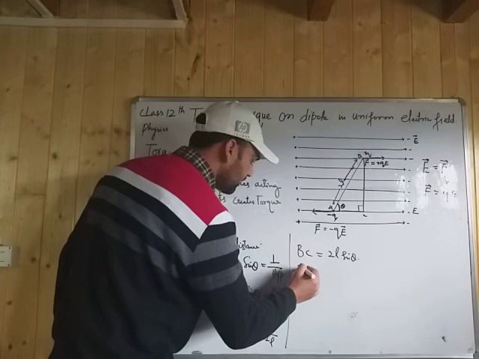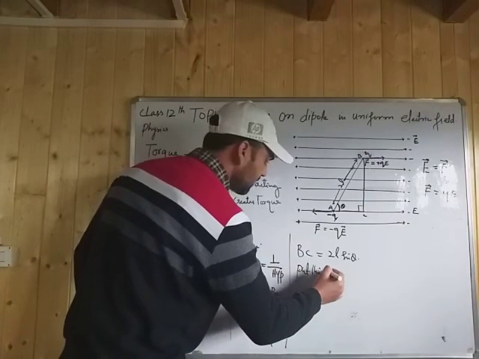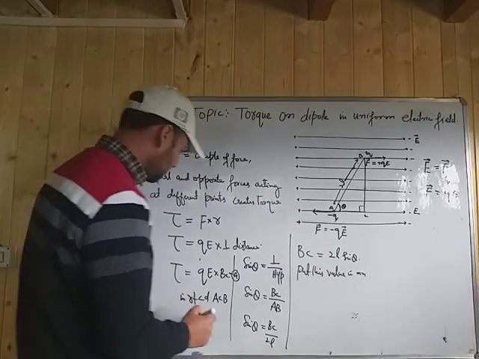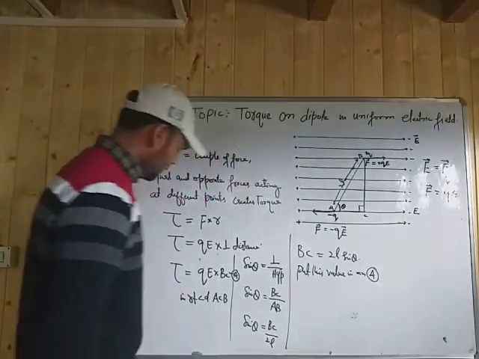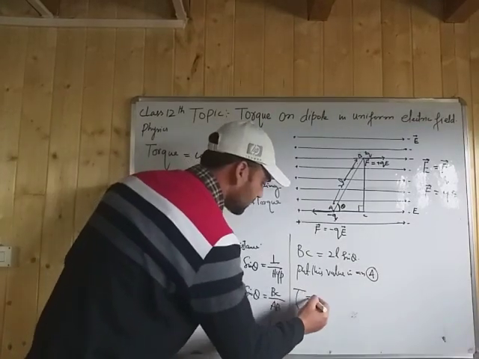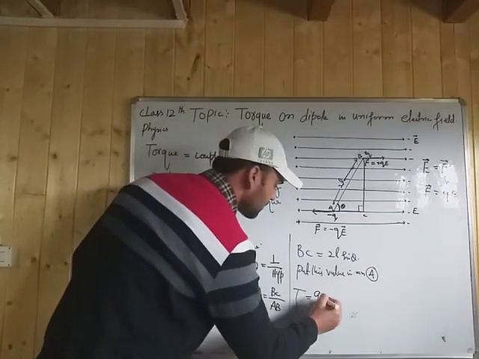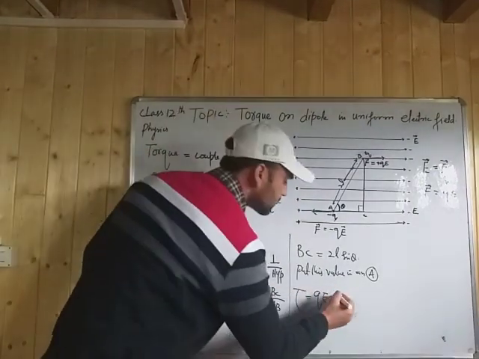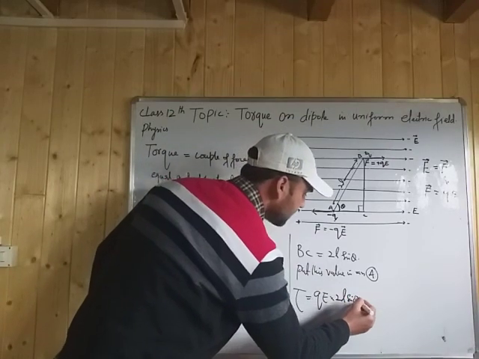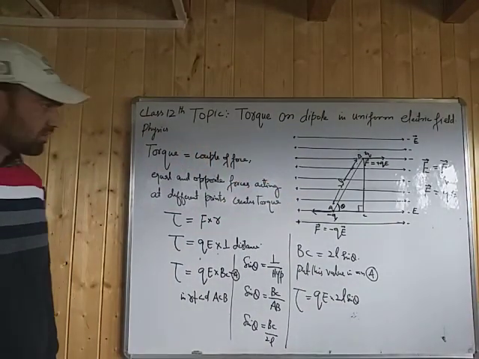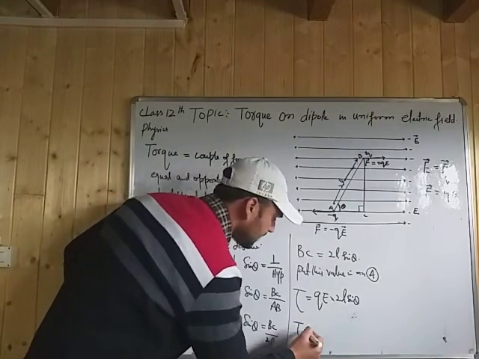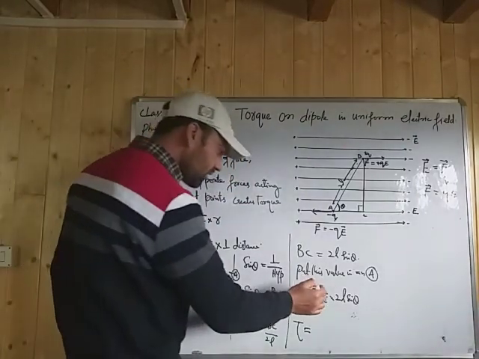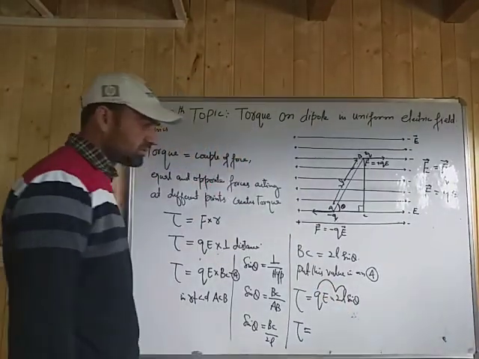Put this value in the second equation, in equation A. So right here tau, that's the torque, is equal to QE into BC. What is BC? That is 2L sine of theta. Or we'll write here tau, that is torque, is equal to Q into 2L, so that's the dipole moment.